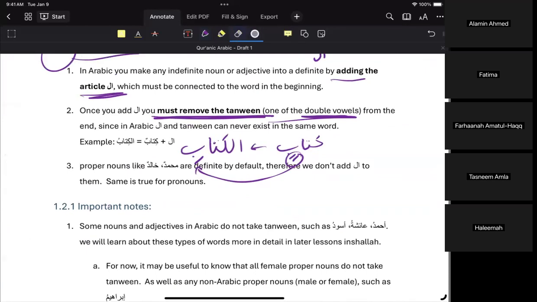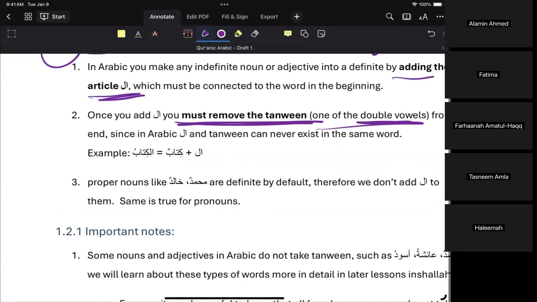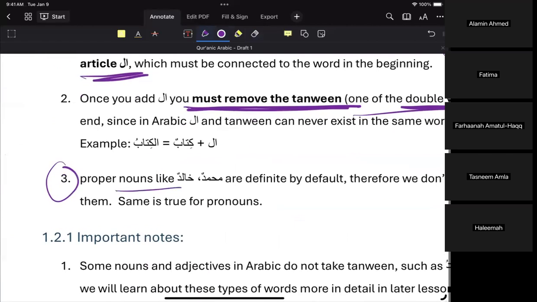Now here's what I meant, that some words you can't. Proper nouns, like the names Muhammad, Khalid, Muhammadun, Khalidun, they're definite already, right? Where we are adding alif lam to make something definite. But the names of an individual person, they're definite.